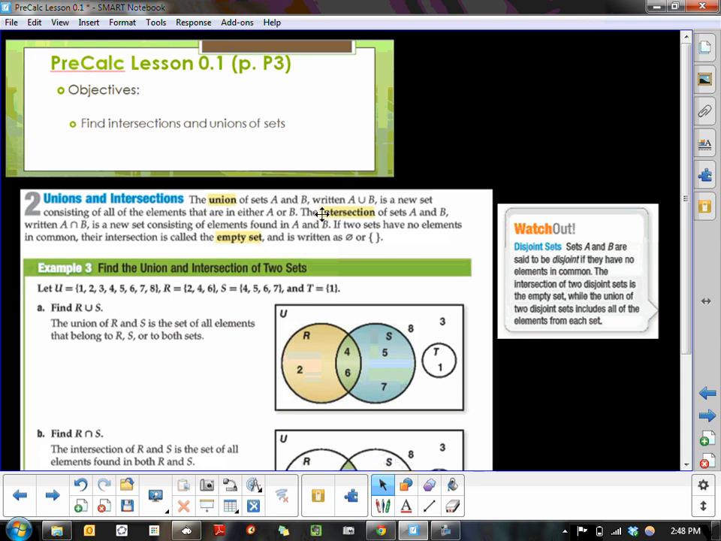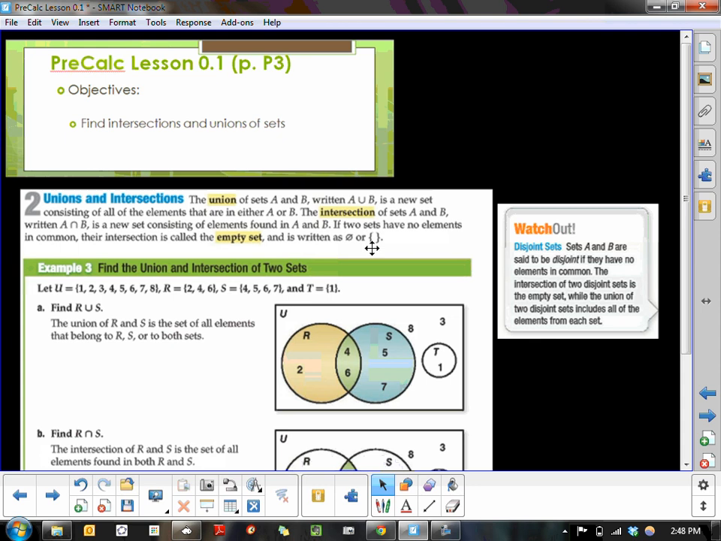So the union of sets A and B, written A ∪ B, so think of union with the U symbol, is a new set consisting of all the elements that are in either A or B. So there's your keyword, or. The intersection of sets A and B, written A ∩ B, so this is trying to capture things like you're trying to corral them inside of there, is a new set consisting of elements found in A and B. The keyword is and. If the two sets have no elements in common, their intersection is called the empty set and is written as the null set or the empty set.